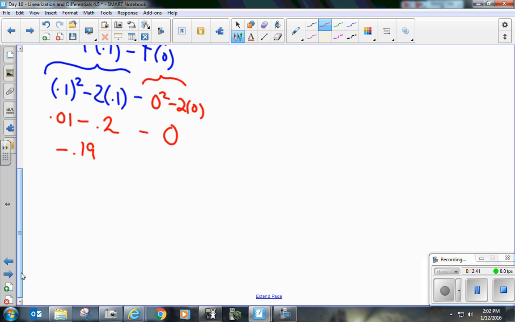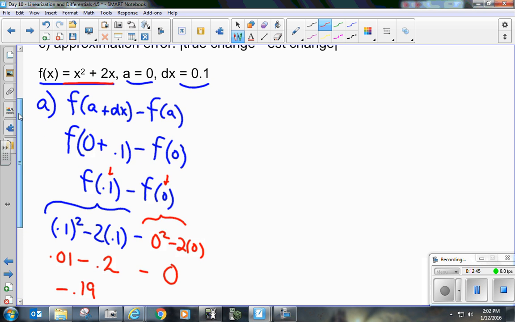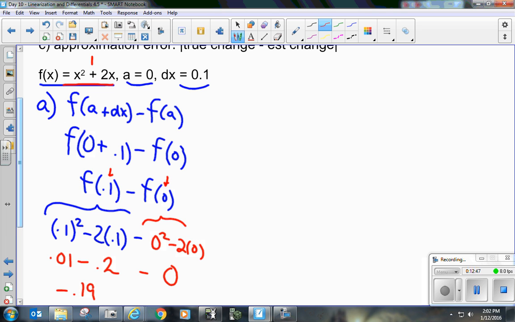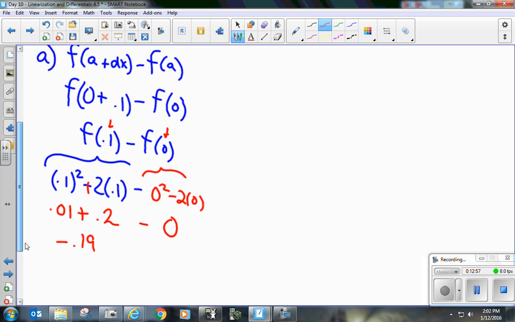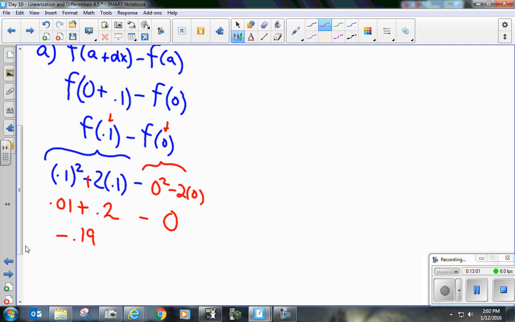Question? Tommy. That's a plus. Oh, so this should be a plus. It just stays a minus. Don't worry. So it's what? 0.21 instead of negative 0.19.